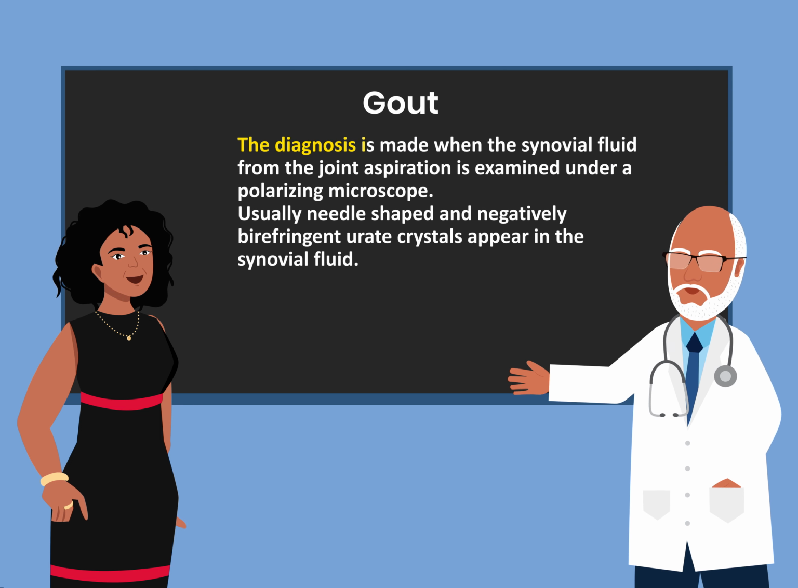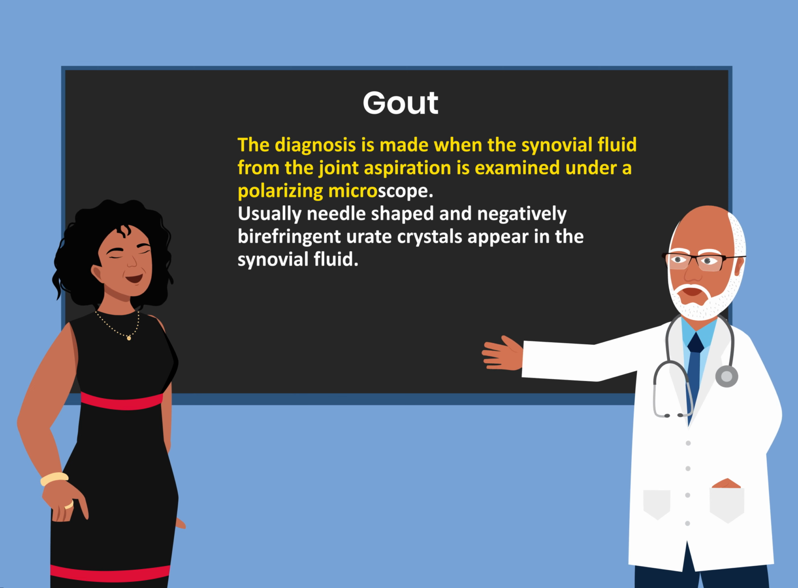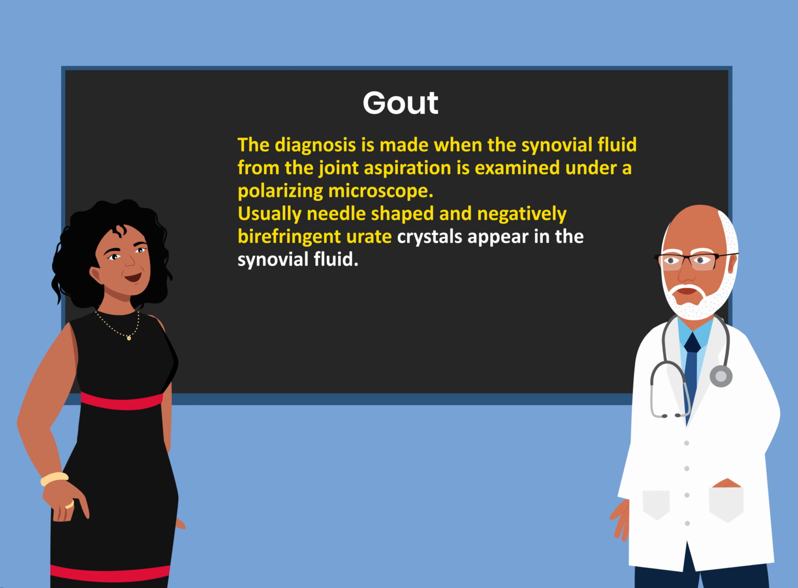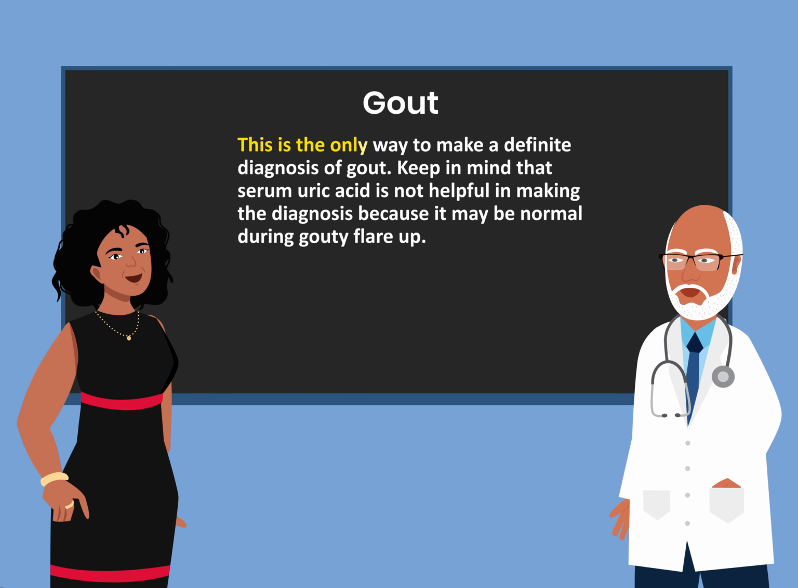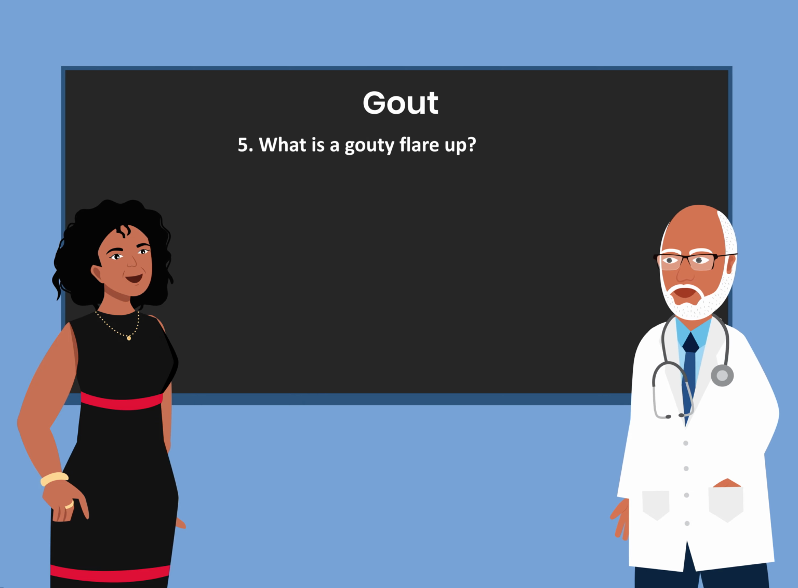The diagnosis is made when the synovial fluid from the joint aspiration is examined under a polarized microscope. Usually, needle-shaped and negatively birefringent urate crystals appear in the synovial fluid. This is the only way to make a definitive diagnosis of gout. Keep in mind that serum uric acid is not helpful in making the diagnosis, but it may be normal during a gouty flare-up. Question 5. What is a gouty flare-up?